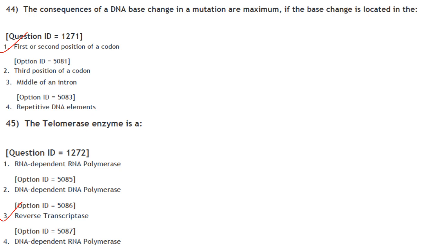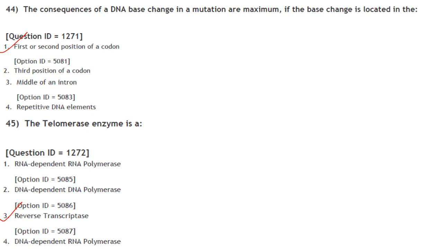The consequences of DNA base change in a mutation are maximum if the base change is located in the... So, if a base substitution occurs in the third position of the codon, there is a good chance that a synonymous codon is generated. That is, different codons that encode the same amino acid are known as synonymous codons, because the third position is the wobble position. So, the consequences of DNA base change in a mutation are maximum at the first and second position of a codon.